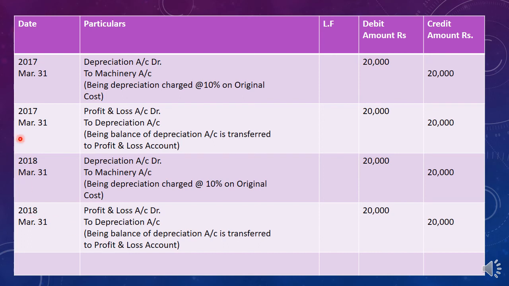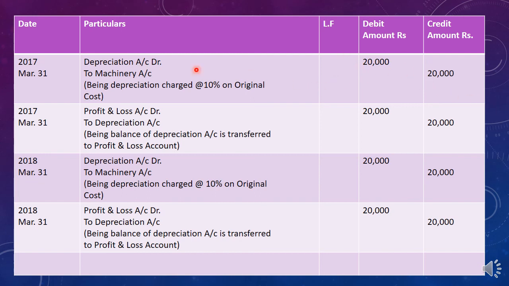So the year which started from 1st April 2016 will end on 31st March 2017. Again in this case, at the end of the year, the depreciation will be charged. Again the entry will be depreciation account debit to machinery account. The rate was 10% and the rate was applied on the purchase price. So in all years you will find that the depreciation amount is the same, 20,000 and 20,000.